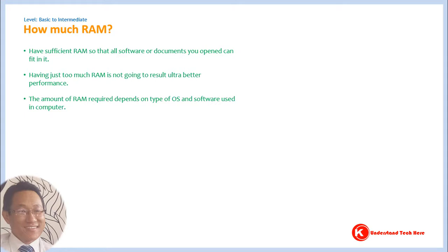The amount of RAM you need depends upon the type of operating system and software you use. For example, if you use Windows 7, 2 GB RAM may be sufficient, at least for normal use. But if you use Windows 10, 2 GB RAM is not going to be sufficient. Generally, 4 GB RAM is recommended. However, if you use software like video editing software with 3D rendering capability, then even 4 GB RAM will not be sufficient.